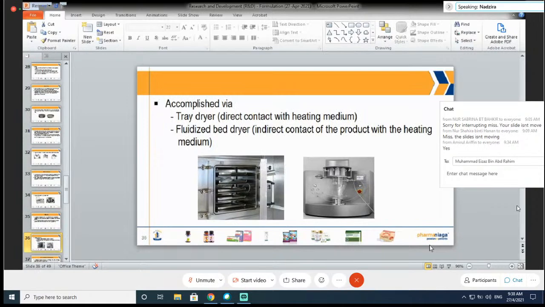For the drying method, we use two different methods. One is the tray dryer, which is an oven. It is an old method of drying, with direct contact with the heating medium. Next is the fluidized bed dryer, which we call FBD. This is the current method that we use to dry the granules. The powder is in direct contact with the heating medium.